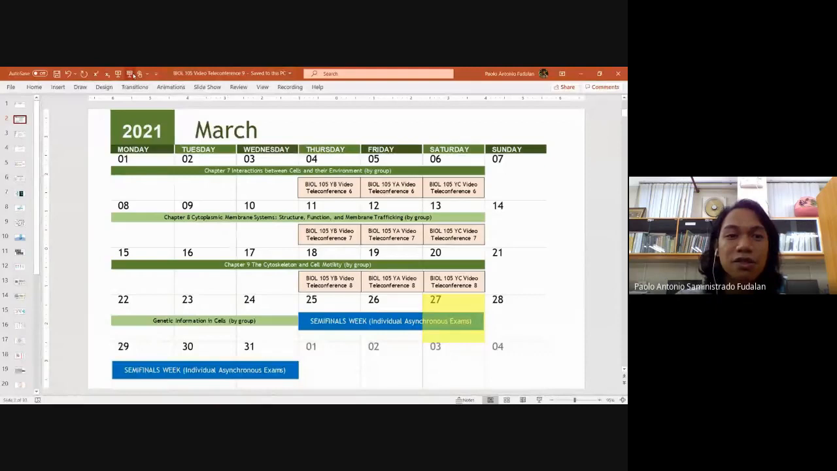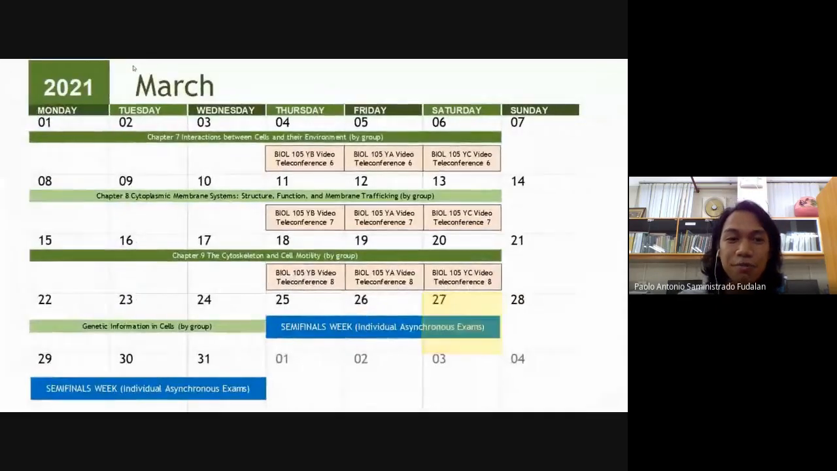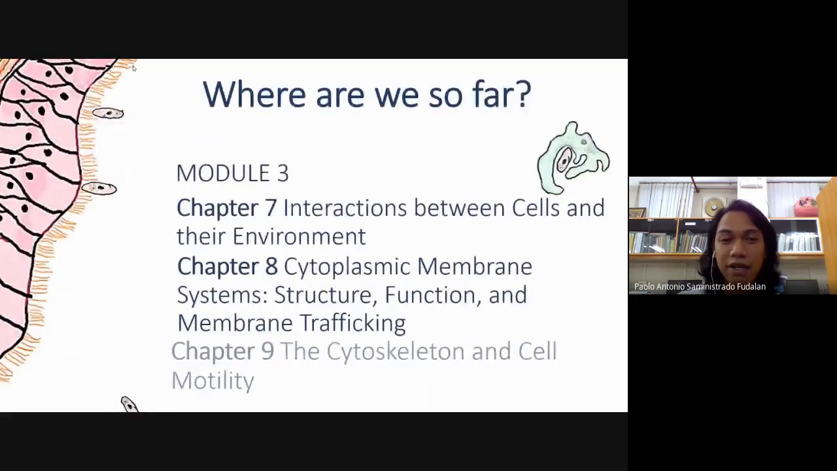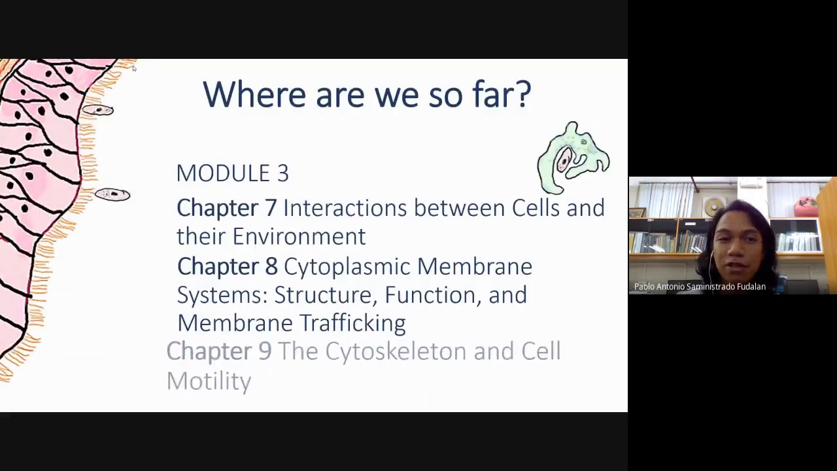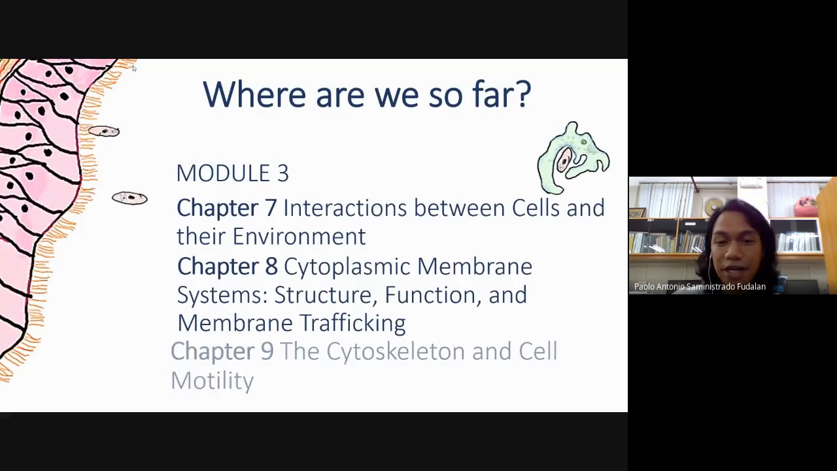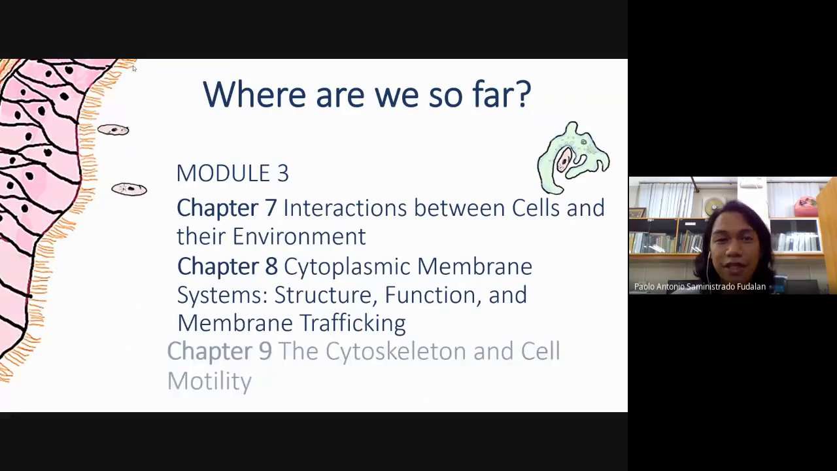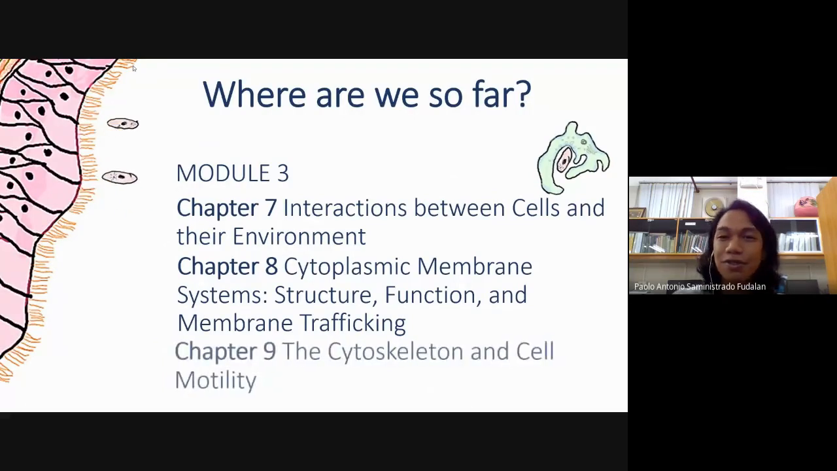All right. So that's for the calendar. March 31 for the exam. This morning, we're going to be reviewing the last topic that's included in the semifinal exam, and that's chapter 9, the cytoskeleton and the cell motility. Okay, so let's start.